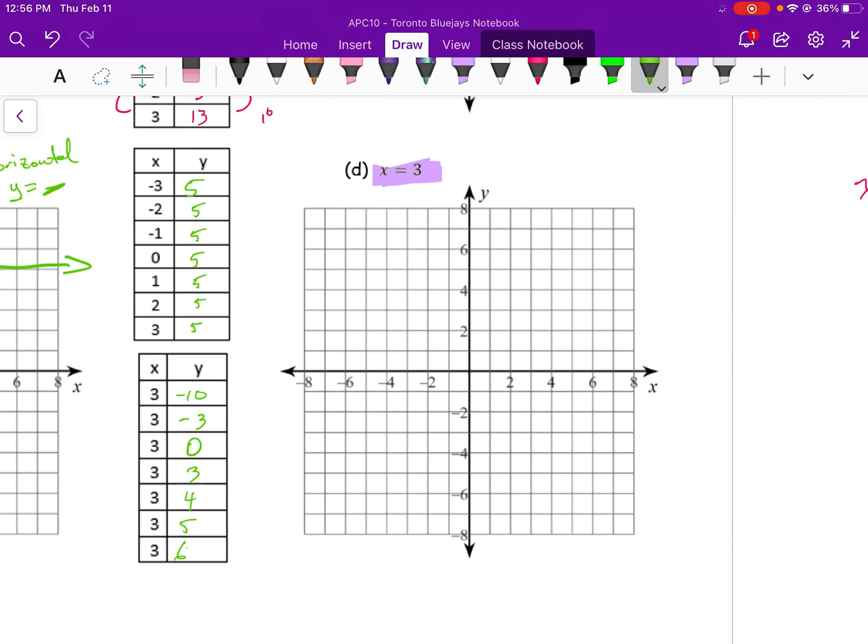So I'm just going to plot out this first point. x is 3, y is -3. If x is 3, y is 0. If x is 3, y is 3. If x is 3, y is 4. If x is 3, y is 5. So we get a vertical line. And guess what this vertical line describes? This vertical line describes x is equal to 3. x is always 3, no matter what the y is.